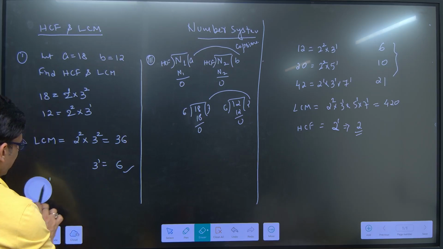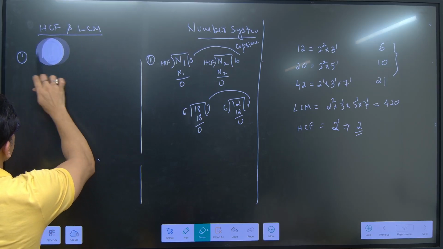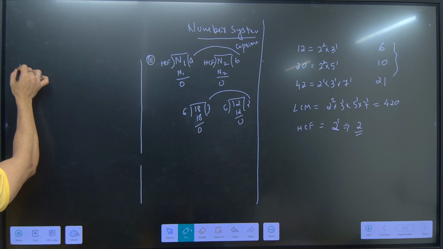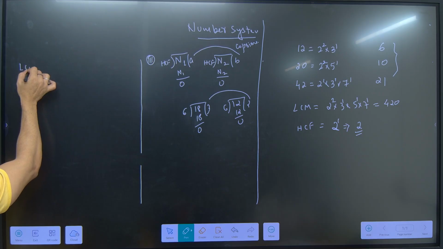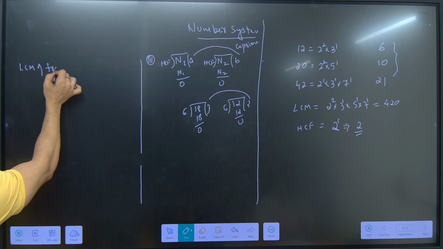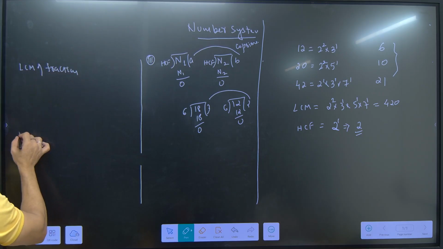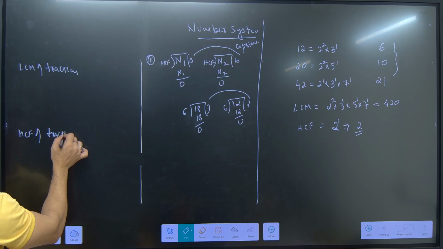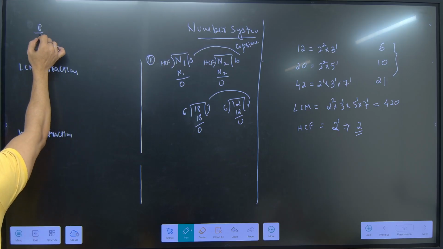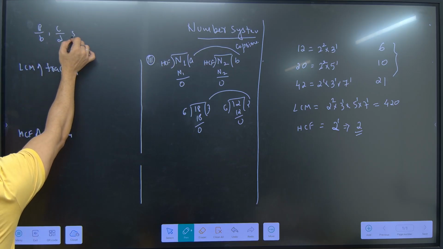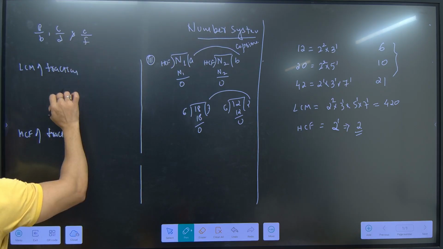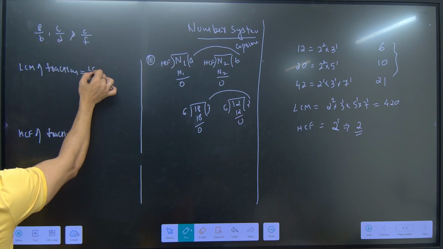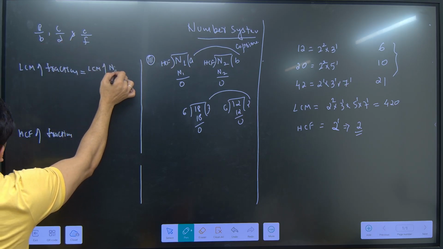And if there is some fraction, if we have fractions, and we have to find out, let's say, LCM of fractions, then you have to find HCF of fractions. Let's say you have A by B, C by D and E by F. You have to find out LCM of these fractions. You simply take LCM of numerator.